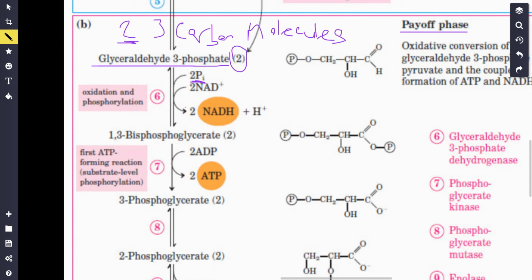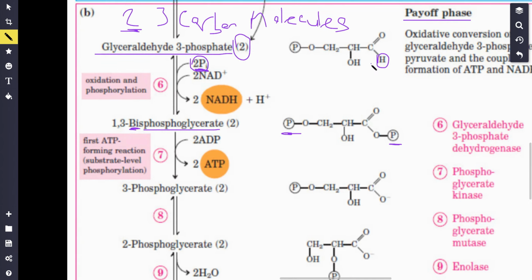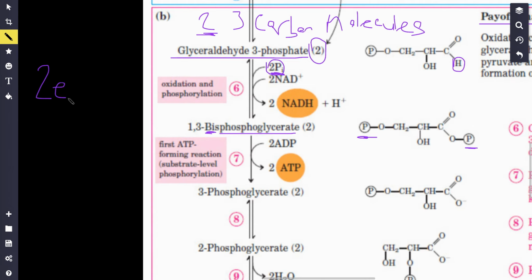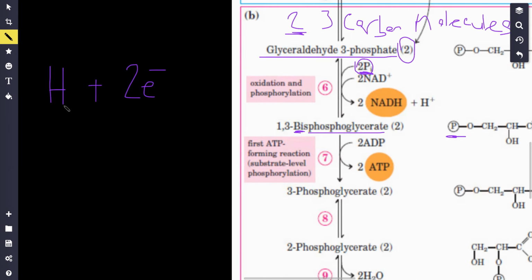We've broken it down. So in this case, notice here, this is our original structure. Now what has happened? Instead of this hydrogen here, we have replaced it with this phosphate right over here, right? So glyceraldehyde 3-phosphate is now going to become 1,3-bisphosphoglycerate. Bis, because now we have 2 phosphates in our molecule. Now, this carbon is actually going to release 2 electrons, and it's also going to release a hydrogen ion, right?